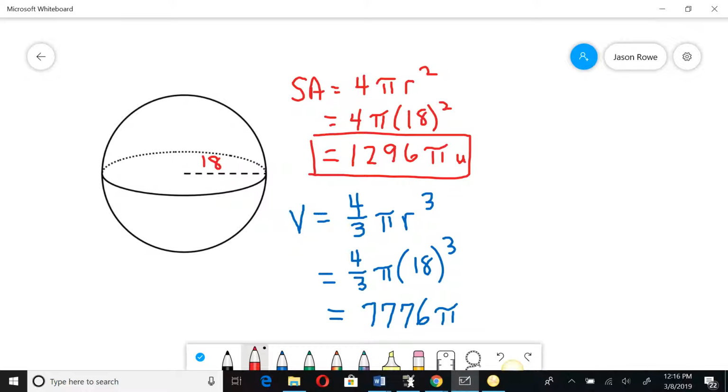Here, this would be units squared. Down here, this would be units cubed. And so I hope this helps you find the surface area and volume of any sphere.